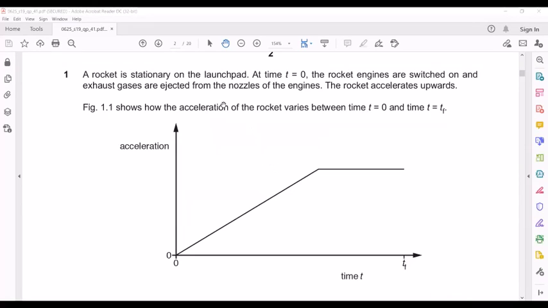First one, a rocket is stationary on the ground on the launch pad at time t equals 0. This is the acceleration time graph. The rocket engines are switched on and exhaust gases are ejected from the nozzle of the engine. The rocket accelerates upward, so you can clearly see that the acceleration is increased, and at this point, acceleration is constant. Figure 1.1 shows how the acceleration of a rocket varies between time t equals 0 till time tf.